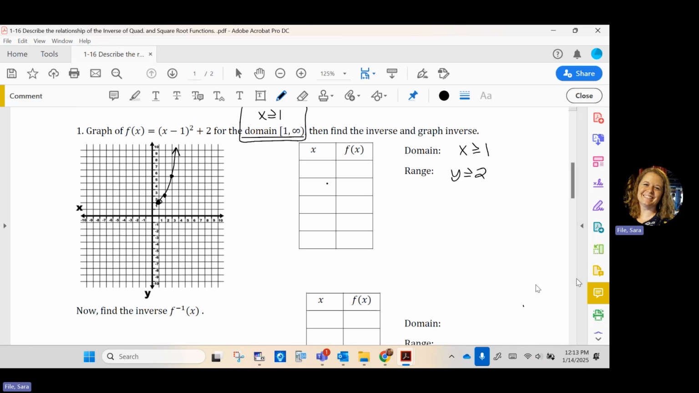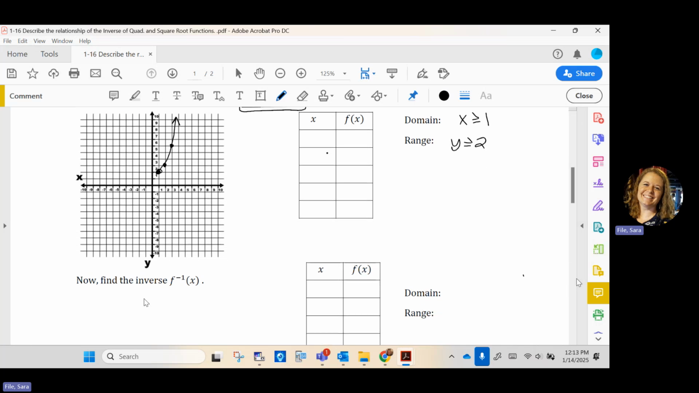Now for the inverse, this is what I was saying. I don't even need to know the equation yet. I can just switch the domain and range. Now I have to switch the x and y because range is always y, domain is always x. But notice I switched the numbers. So the domain was greater than or equal to 1. Now the range is greater than or equal to 1. The range was greater than or equal to 2.